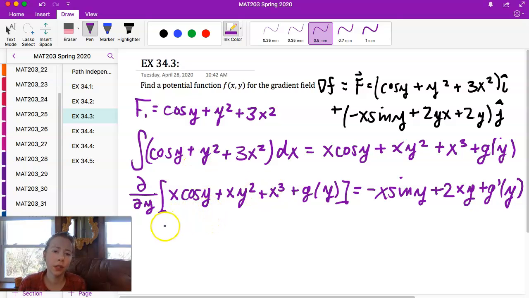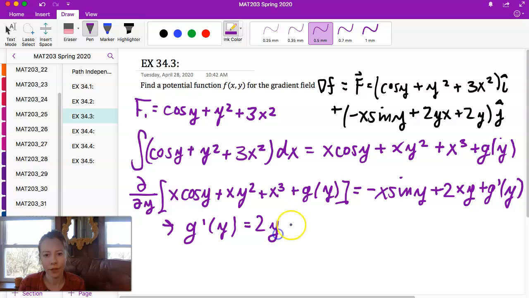And so this is going to give us then, well, look how nice this is. That matches up with this first piece of our y component. So that tells us that g prime of y is going to be equal to 2y. So then if we integrate 2y with respect to y, we're going to get y squared plus a constant.